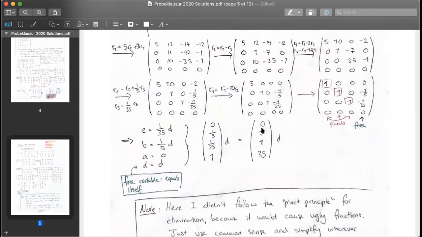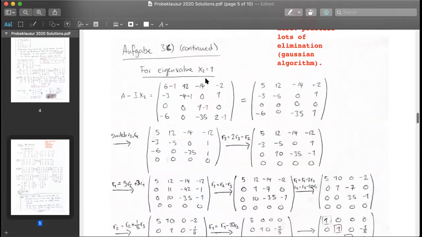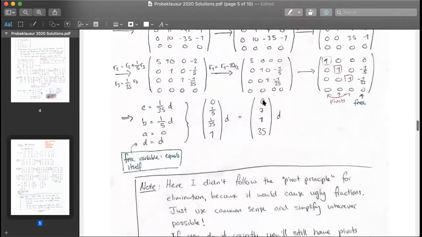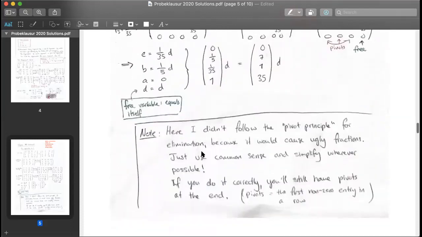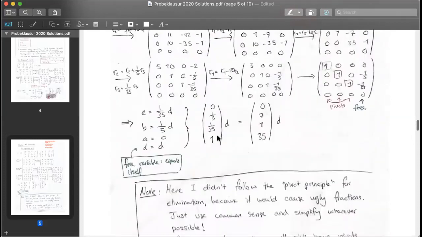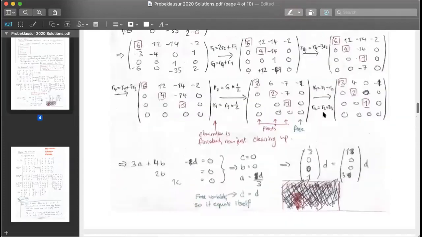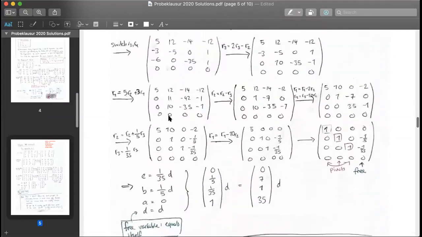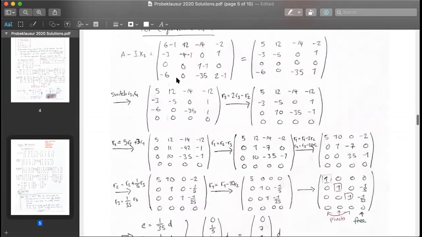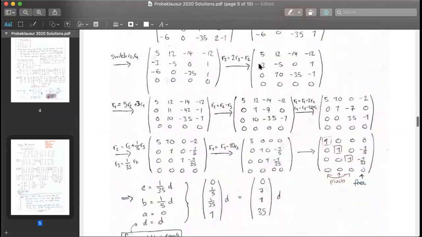That is your eigenvector that belongs to eigenvalue x2 equals 1. And this note here is just what I said earlier. In solving this equation, I didn't use the pivot principle that I use here. Usually I'd start with this pivot idea, using each pivot to clean out the rows below, but it's not always the smartest idea, because if you try to do that with this particular matrix, you'll make mistakes, because you're going to be working with huge fractions.